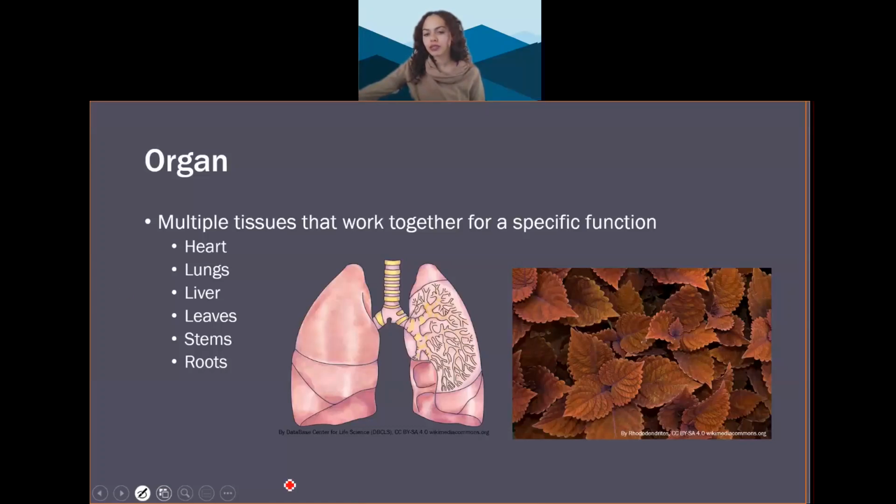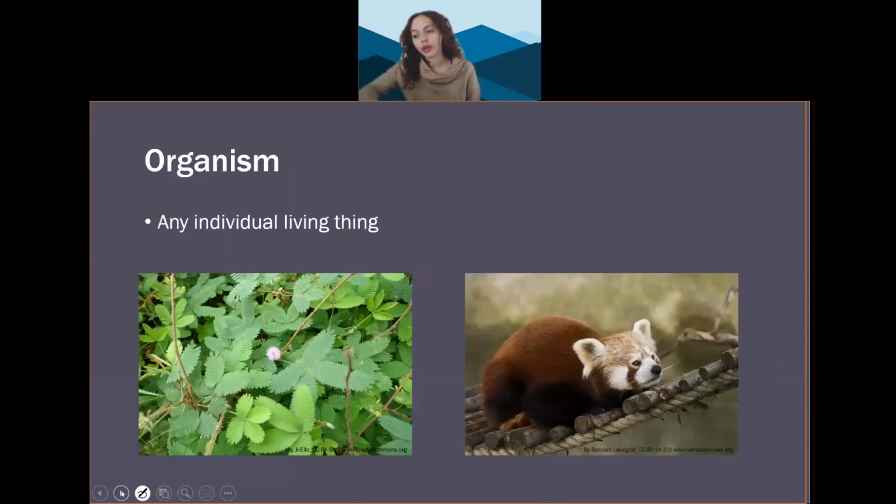Just like previous levels of life, multiple organs will come together to make an organism, at least the multicellular organism. Any individual living thing is considered an organism. The properties of what makes something living will be discussed in another video. A plant is an organism, and so is a red panda, and so is your dog, and so are you.